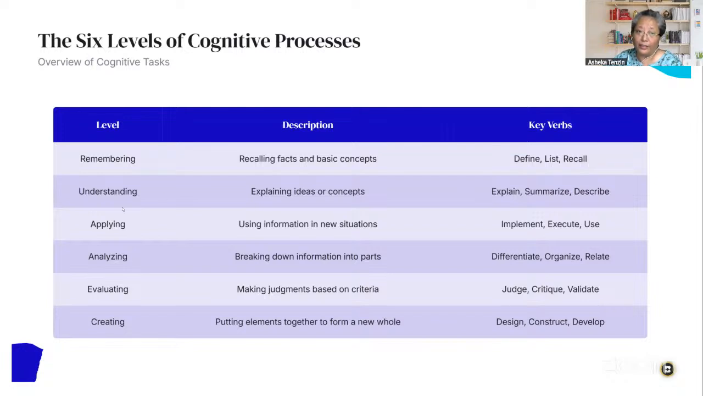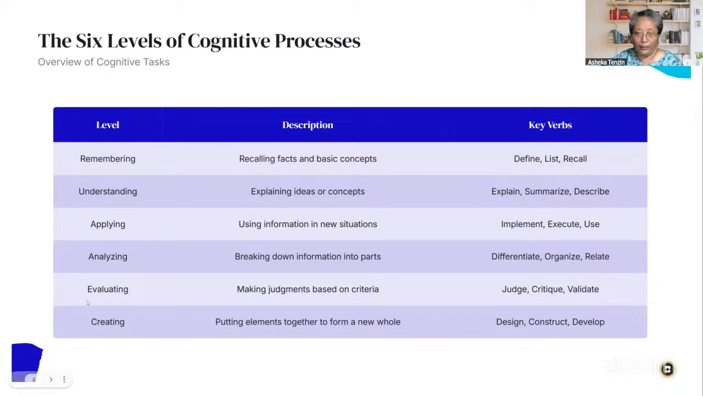When you want to assess whether the students have understood something, what is the meaning of understanding? You explain ideas or concepts, and the key verbs used are explain, summarize, describe. Under applying, you use information in new situations, and the key verbs are implement, execute, and use. During analysis, you break down information into parts and see if there is any relationship or connection, and the key verbs are differentiate, organize, relate.